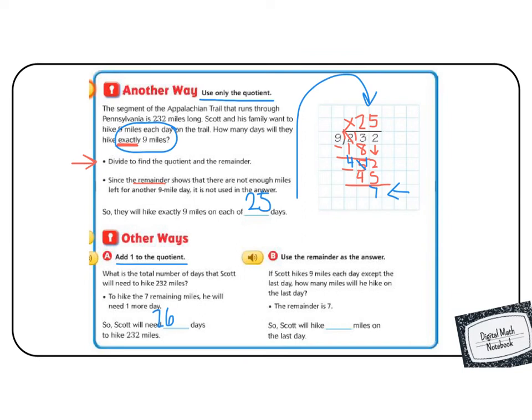Our last choice is to use the remainder as the answer. If Scott's family hikes 9 miles each day, except for the last day, how many miles will they hike on the last day? So that would be using only the remainder, and the remainder is 7. So Scott, on the last day, will hike 7 miles. Please pause to write this information in your digital math notebook.